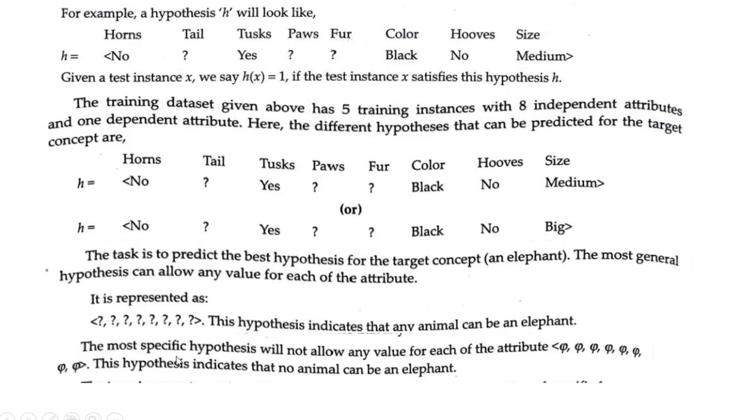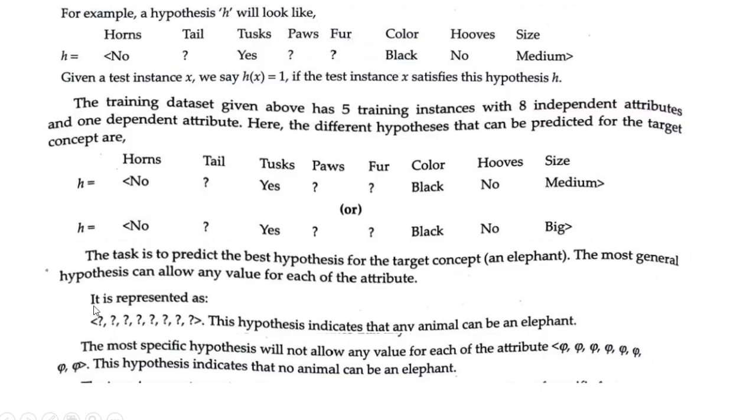Or if I want to write the most specific hypothesis, then it will not allow any value. That means all the values are null values, right? So if I write all the values as null values, it means this hypothesis indicates that no animal can be an elephant. So this is just an example, okay, to show you the difference between general hypothesis and specific hypothesis.